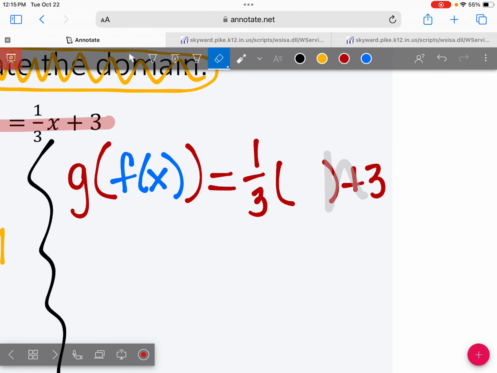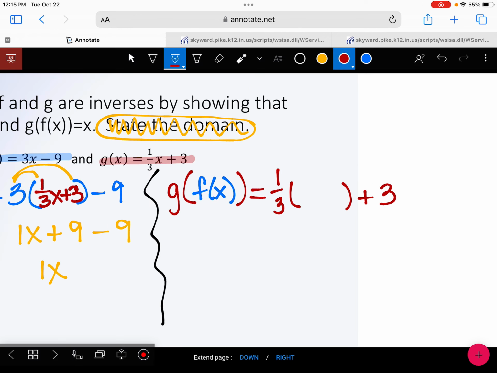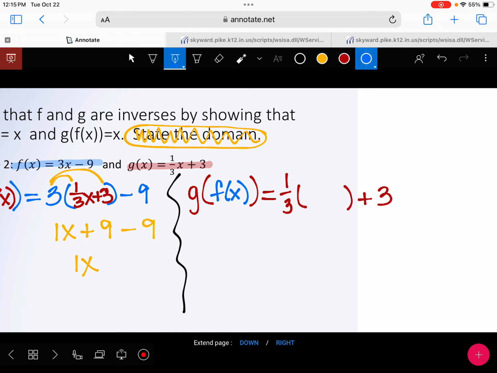I need a little bit more space. You're going to go ahead and drop your f function. So put 3x minus 9 on the inside. Go ahead and simplify that. Distribute the 1/3 and combine your like terms. That was good. It's good.